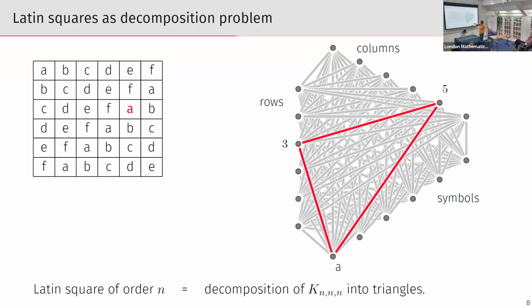And why is that? Well, if in row 3 in column 5, I have the symbol A, then that gives me one of my triangles. Now, in column 5, the symbol A shouldn't appear another time. So that means we shouldn't use this edge in any of the other triangles given by the other entries. And similarly for the rows and so on. Okay, so finding a Latin square is exactly the same thing as finding a decomposition of this thing into triangles.